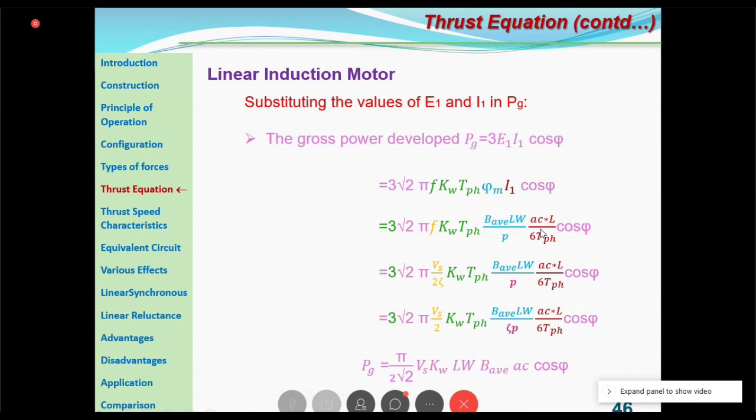The thrust velocity curve is obtained by relating the thrust and the speed with the synchronous speed. That is the same as that of the conventional induction motor. And you can see here for a short primary LIM, you will get a curve like this. For the conventional induction motor, you will get a curve similar to this one.